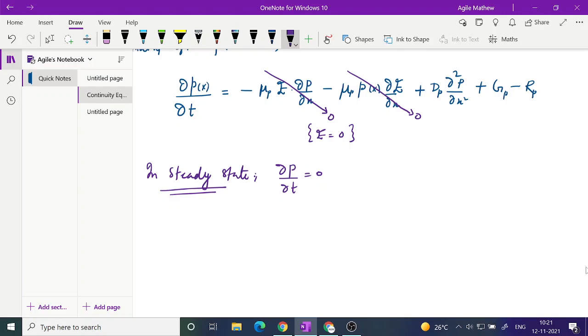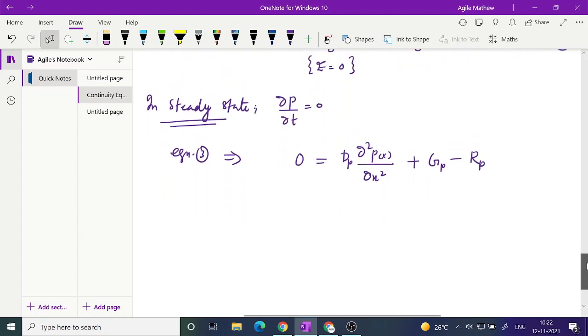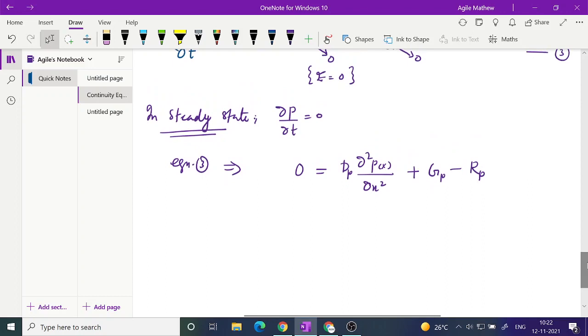Therefore, the diffusion equation, equation 3, becomes 0 is equal to Dp dou square p of x by dou x square plus gp minus rp. I am dropping the t there. So we get a much simplified expression, but it is a second order differential equation, a linear equation though.